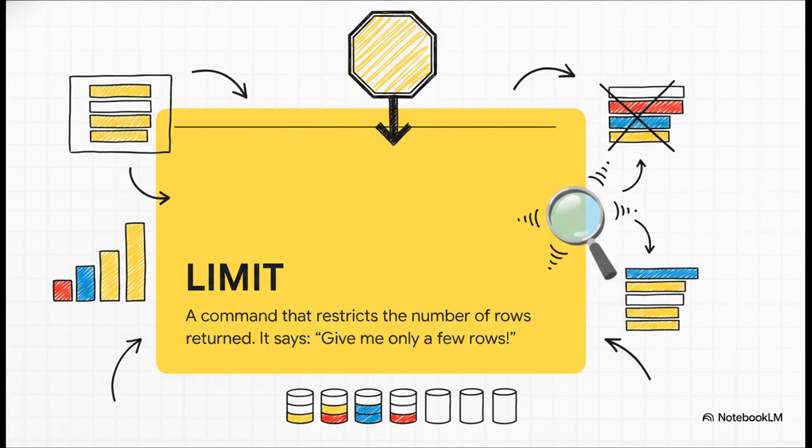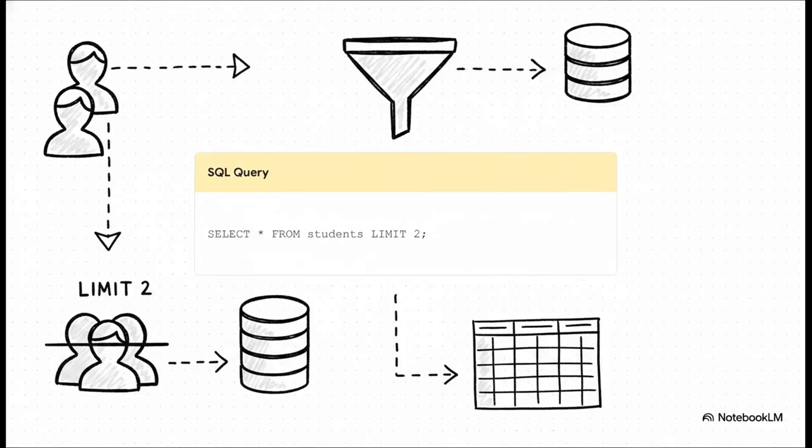You're basically yelling at the database, "Whoa, stop, don't show me everything, just give me this specific number of rows, and that's it." It is your absolute best friend for preventing data overload. And here's what it looks like in a query. You've got your standard SELECT * FROM students, our get everything command, and it's now followed by LIMIT 2. This tells the database to go find the data, but only return the very first 2 results it stumbles upon.